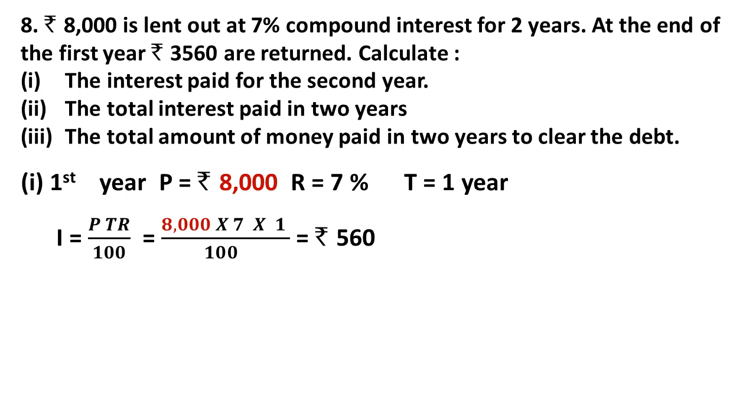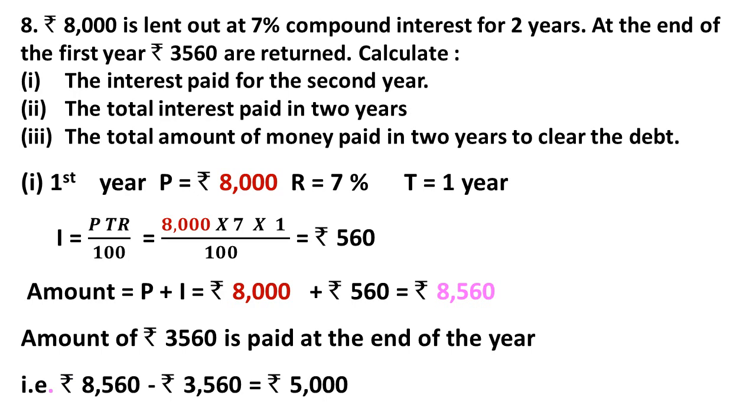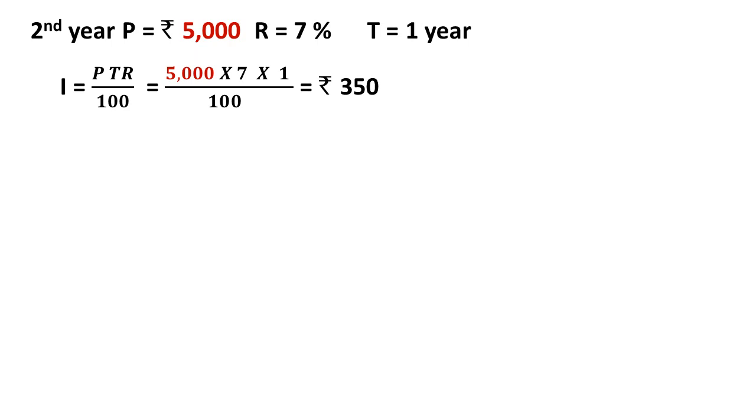So interest is rupees 560 and the amount due at the end of the first year is rupees 8,560. As it is said in the question that rupees 3,560 is paid back at the end of first year, the total amount due will be equal to rupees 5,000. Consider this rupees 5,000 as the principal for second year and find out the interest. That interest will be equal to rupees 350.